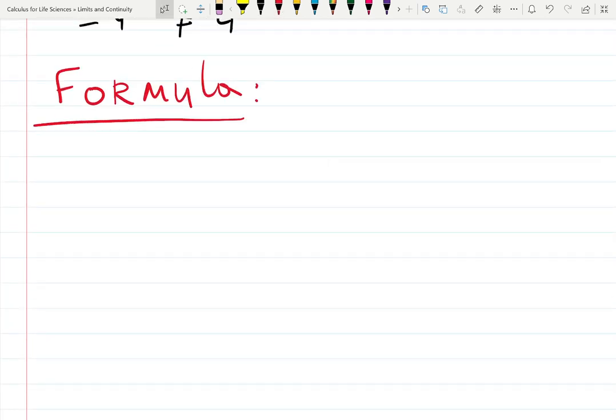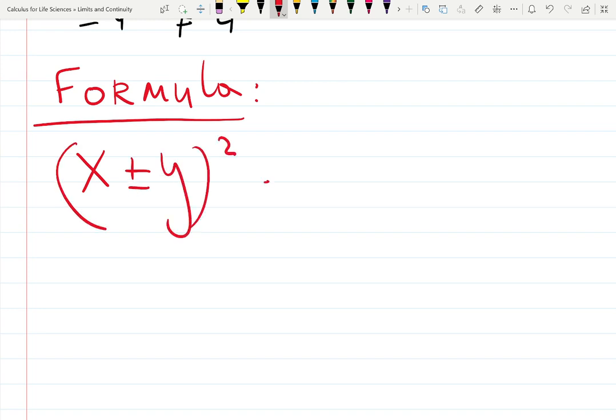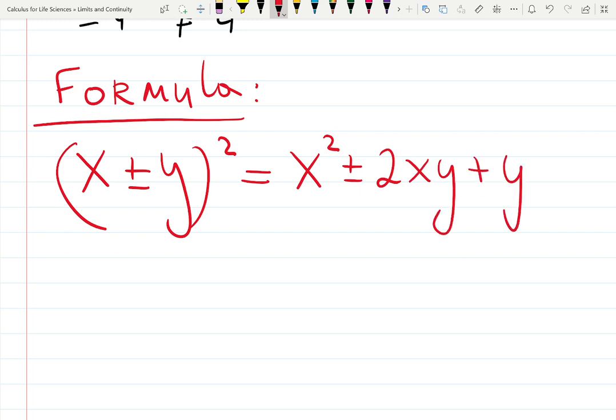Who remembers this formula? X plus or minus y squared, square of sum or difference? Yeah. Someone else? Maybe someone new? Yes. X squared plus minus 2xy plus y squared. Thank you. Very good. Square of sum or difference. You square the first term, add or subtract double product, and then square the second term.